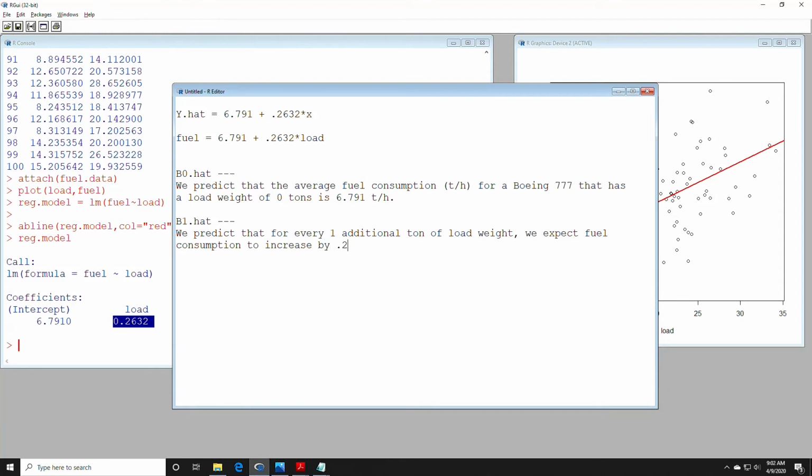Increase by 0.2632 tons per hour, okay? So for every 1 additional ton of load weight that our plane carries, the fuel consumption is going to increase by 0.26 tons per hour. This is always interpretable in simple linear regression, but again, very nice interpretability. So both of these, in the context of this real problem, have very nice interpretations, and you should be able to understand them in terms of the problem, and not just in some general XY sense.